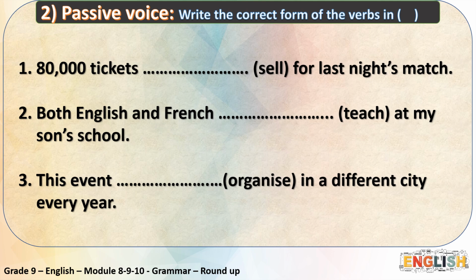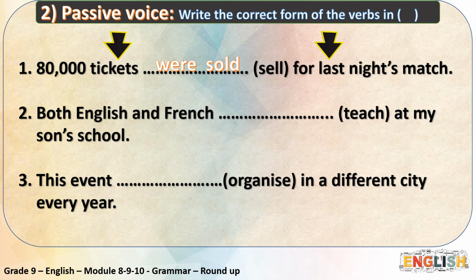80,000 tickets sell for last night's match. This sentence is in the past, last match. And the subject here is tickets, which is plural. For plural in the past, we use were followed by the past participle form of sell, which is sold.